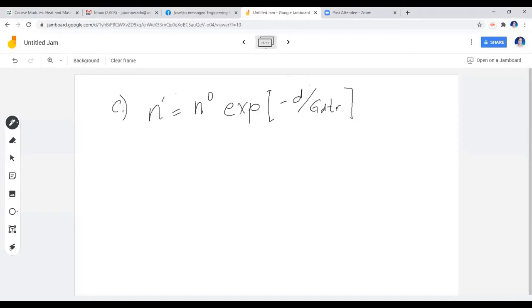Again, what is that n prime, and this n naught in the first place? So n prime is the number of crystals per unit size per unit volume of the system. The n naught is the population density of the nuclei, the number of nuclei. The nuclei still have to grow for them to be considered as crystals. So we expect that our number of nuclei will be bigger than our number of crystals per unit size per unit volume.